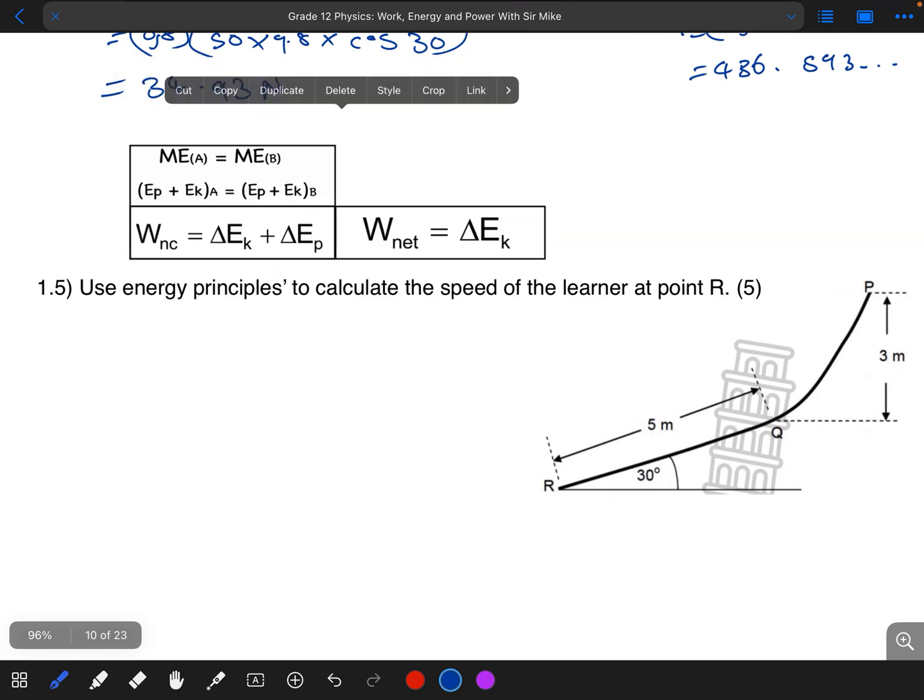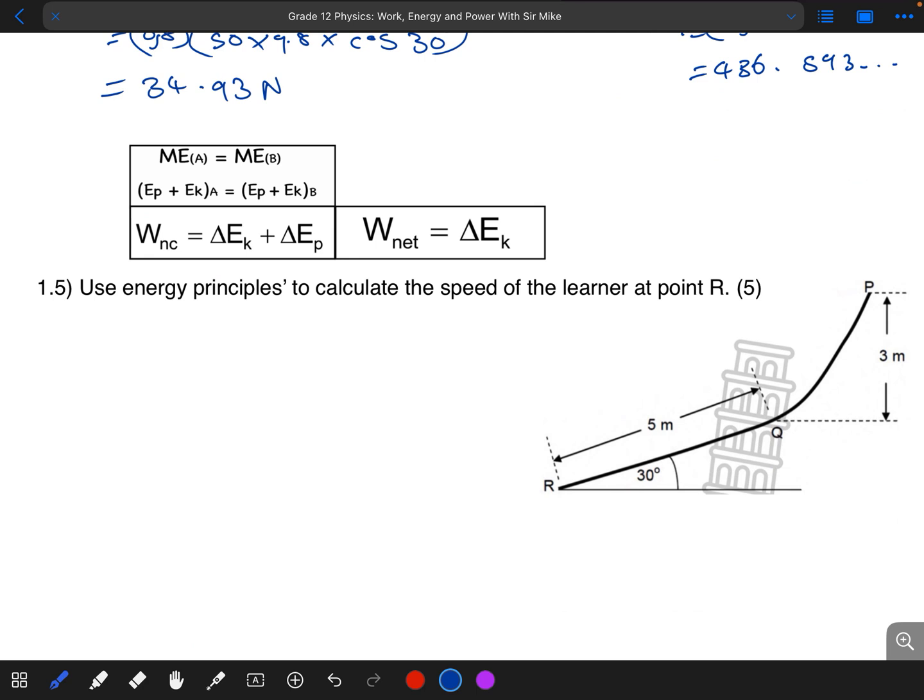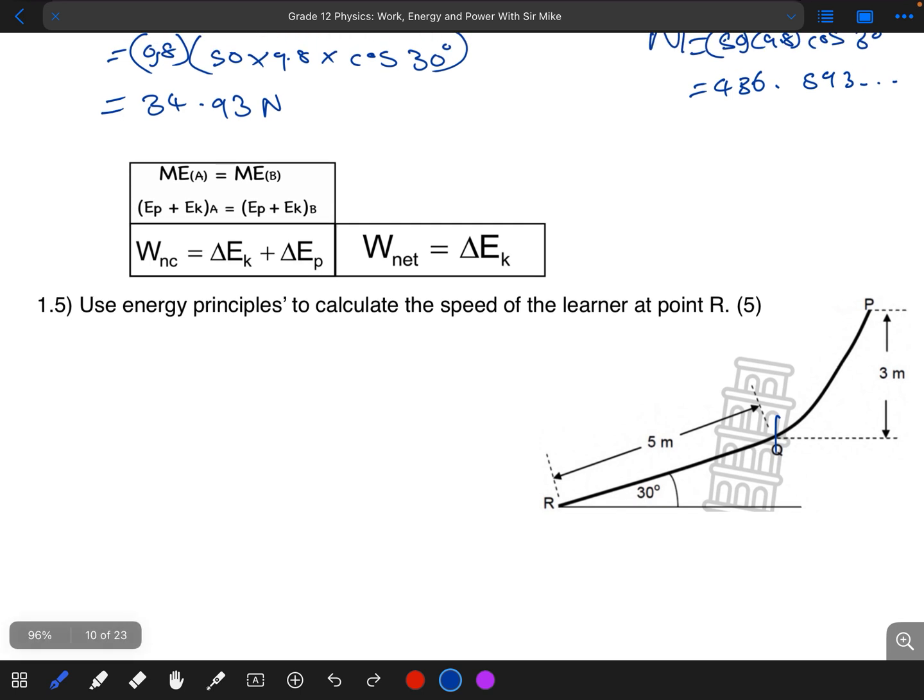All right. So they said to use energy principles to calculate the speed of the learner at point R. Now remember that we cannot use the mechanical energy equation in this section. Why? Because we now have non-conservative forces, external forces. So the only formula we can actually use would be this one. But remember that in this section we do not have the vertical height. It's not given. So this is not going to work.